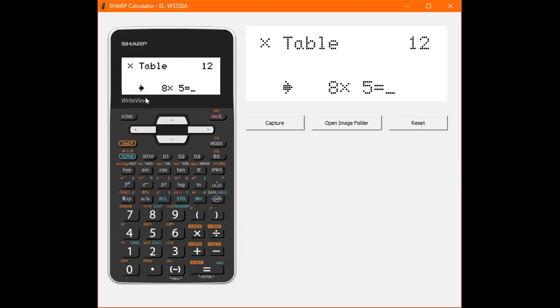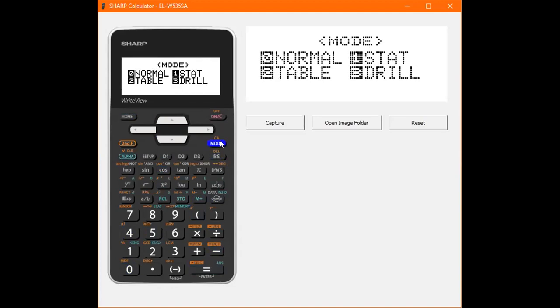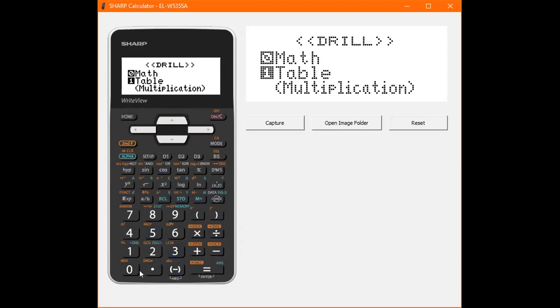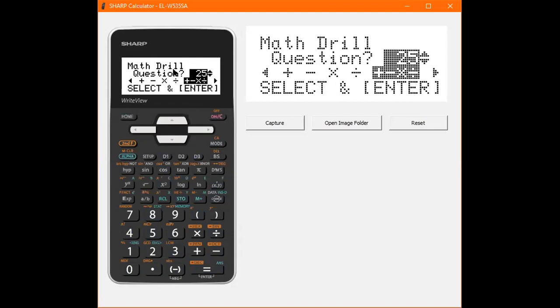And then what it will do is give you random multiplication with 8, for example. Your other option, I'm not going to go through the whole thing, is if I say mode and 3 for drill and I choose 0 for math, then math does the plus, minus, times, divide, or all 4 of them together. So you use your left and right arrow keys to choose the type of questions that you want to do, and your up and down arrow keys to choose how many questions you want to do.